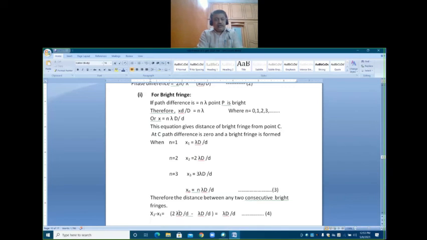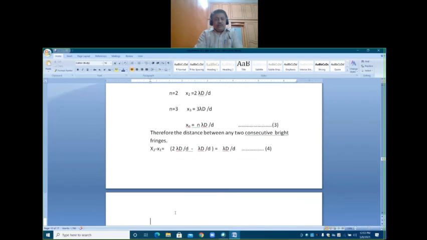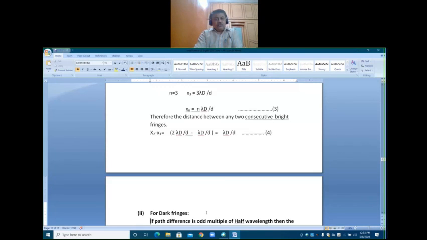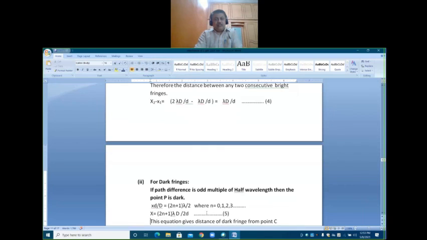So x2 minus x1 will be 2 lambda D by d minus lambda D by d, equal to lambda D by d. Or x3 minus x2 is also lambda D by d. So whether it is the distance between any two bright fringes, it is lambda D by d. So we are going to close the session briefly.